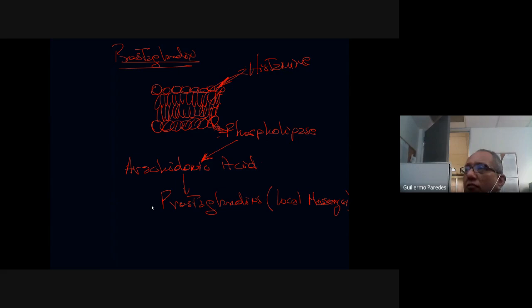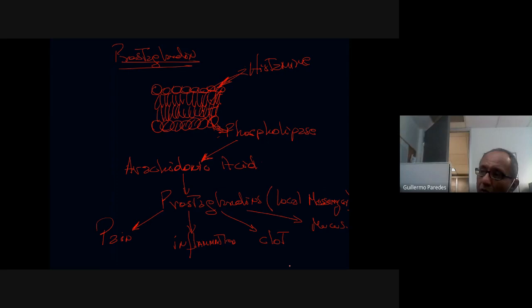Now, local messenger for what? They're going to send messages for, number one, pain. Number two, inflammation. They're also going to send local messages to produce clots, and the other one is mucus. So how many functions do prostaglandins have? We have at least a couple of dozen activities. I just want you to remember four of them. They're going to be very much used in the next courses.